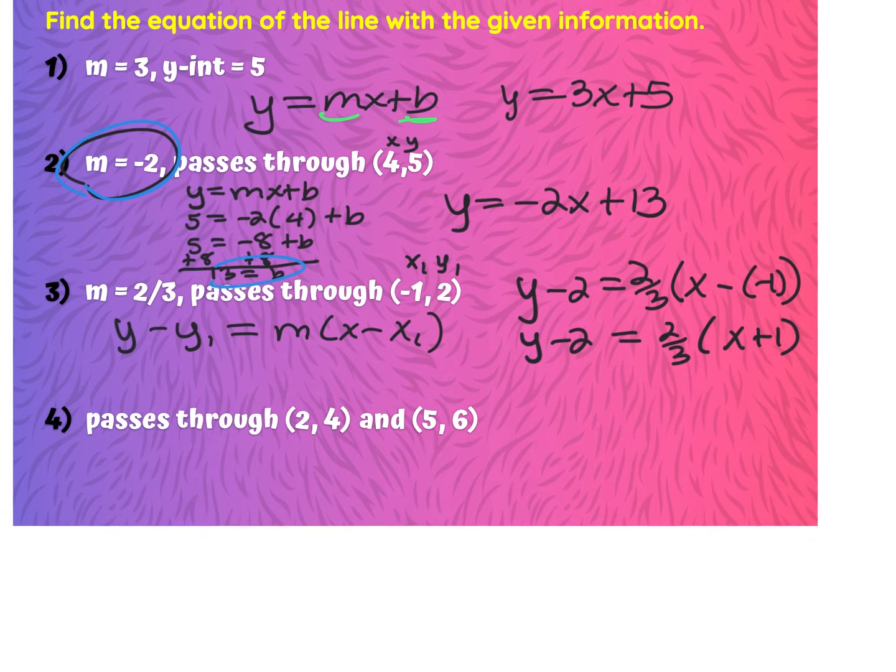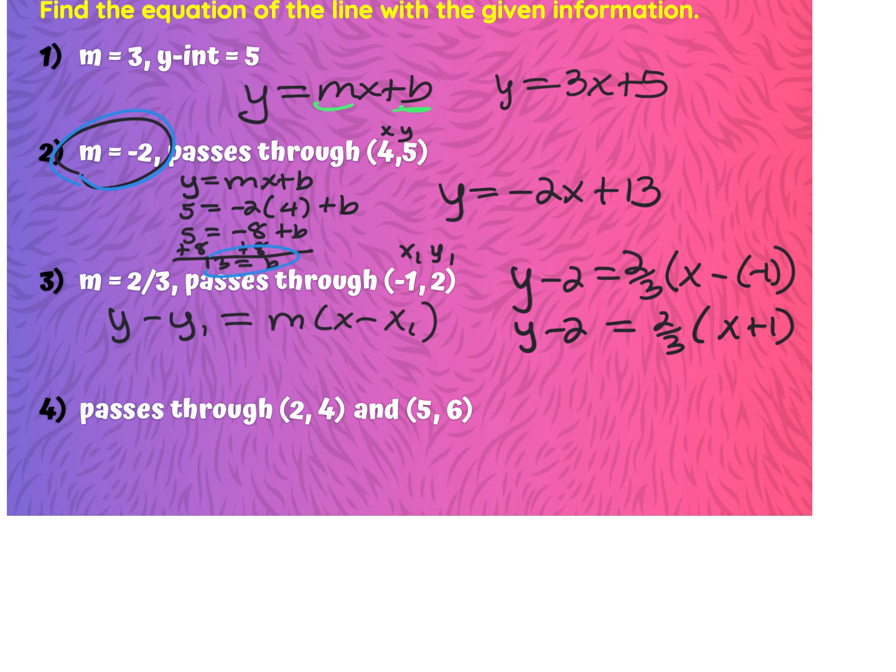So now, again, WebAssign is going to want y equals mx plus b. So I need to distribute and combine like terms if I use point slope. Now, if the question said, leave your answer in point slope form, this is how you would leave the answer. However, on WebAssign, it's going to say slope-intercept. So what we're going to do is distribute the 2/3. 2/3 times x and 2/3 times 1. And then next I need to move the 2 to the other side.